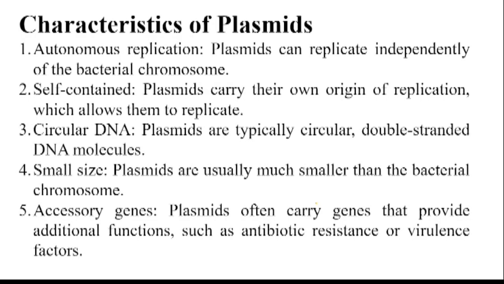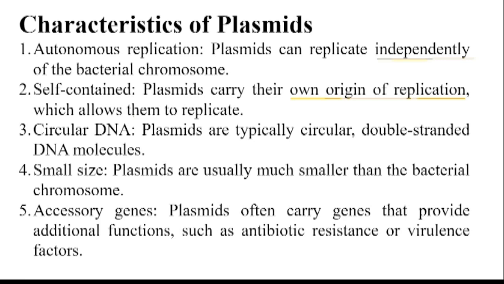As far as characteristics of plasmids are concerned, plasmids have autonomous replication. Plasmids can replicate independently, having the capacity to replicate independently of the bacterial chromosome. Another characteristic feature is that they are self-contained. Plasmids carry their own origin of replication, which allows them to replicate.